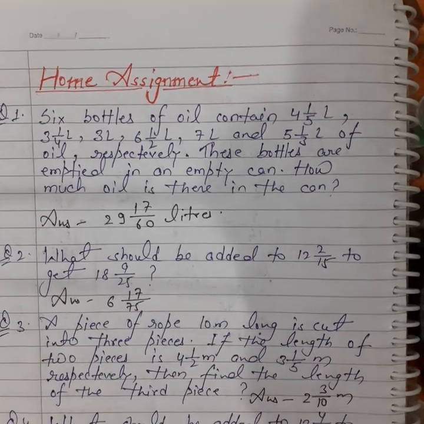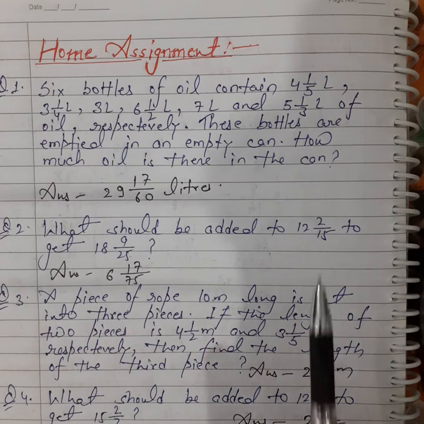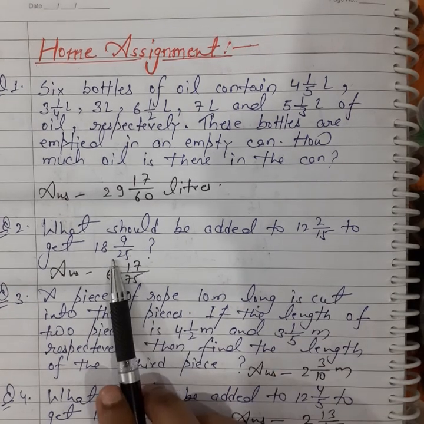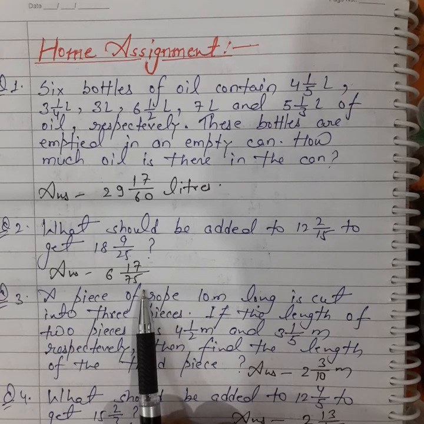The second question is: what should be added to 12 whole 2 by 15 to get 18 whole 9 by 25? What you do here, you subtract this number from the result, and you get the answer 6 whole 17 by 75.